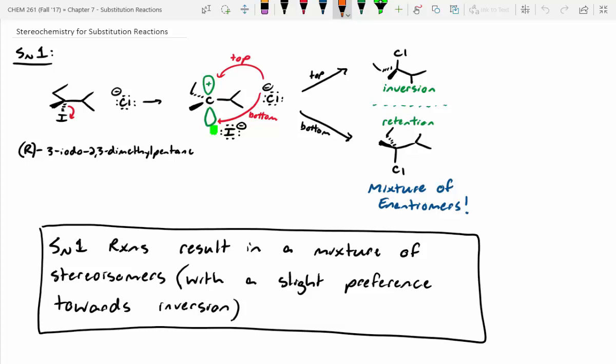However, that bottom approach we know is slightly blocked by that iodide that just left. So we said that you get two products. You get one where it's an inversion. That means that your chloride is now attached to the opposite face that your leaving group was attached to, or retention, where the new nucleophile is added to the same face that your leaving group fell off of. In this case, it was a mixture of enantiomers, but like we said, sometimes you get a mixture of diastereomers if you have other stereocenters.